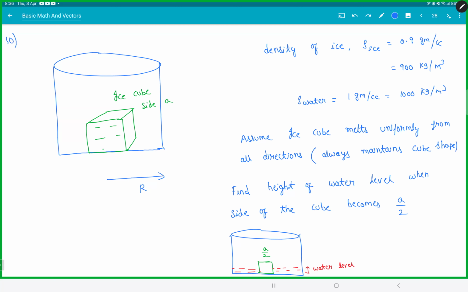How do we approach this? Everyone got the diagram, right? You have a cylindrical container. In that you kept an ice cube of side A. The ice cube started melting uniformly in all directions. The ice cube became A by 2. So if the ice melts, there will be water. So what is the height of the water level in the cylindrical container?